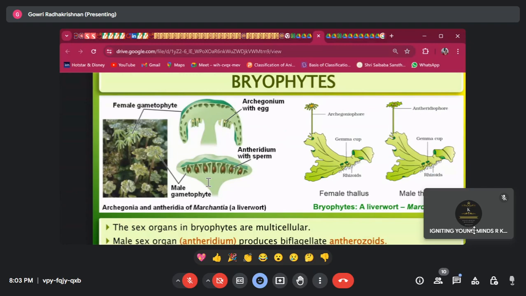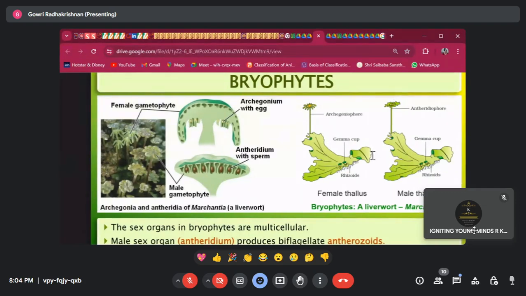In bryophytes, the female gametophyte is archegonium with egg, and the male gametophyte is antheridium with sperm. And then we have the liverwort. The thallus is like the stem-like, with archegoniospore and antheridiospore. And then they have the rhizoids at the bottom. This is the illustration of the liverwort.